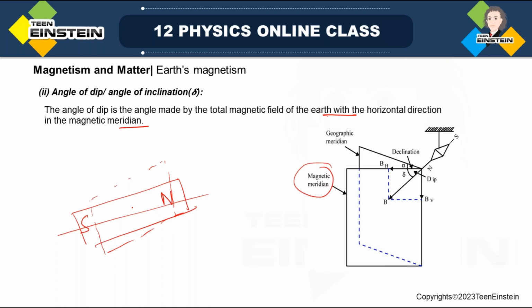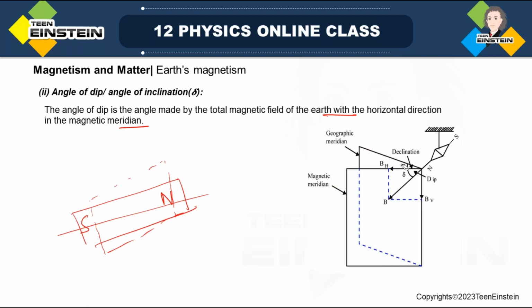Okay, passing through this magnetic axis. So that is actually the magnetic meridian plane, and the geographic meridian is the plane which is passing through the geographic axis. So this is the geographic meridian, this is the magnetic meridian, and the angle between them is declination.